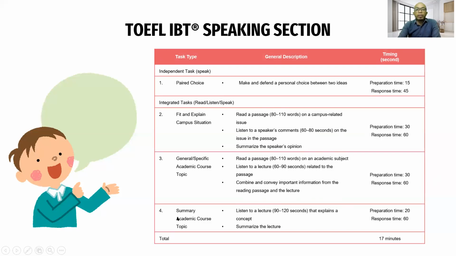And the last question, which is the summary question, you will only listen to a lecture before speaking about it. This one will require you to summarize the key information from the lecture. The preparation time is 20 seconds and the response time is 60. In total, you'll spend around 17 minutes for this section, so prepare yourself.